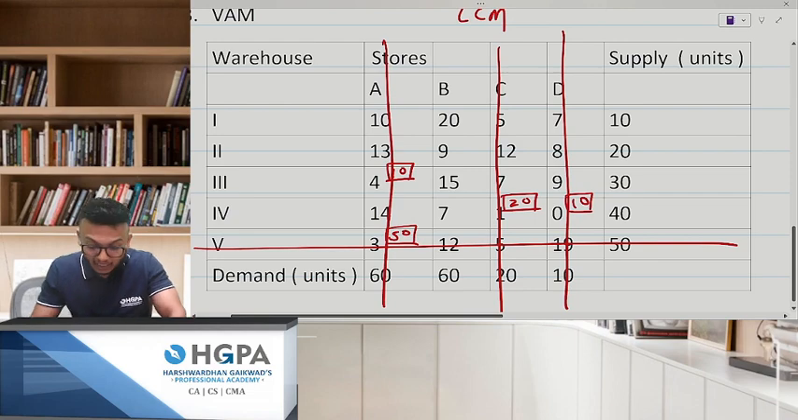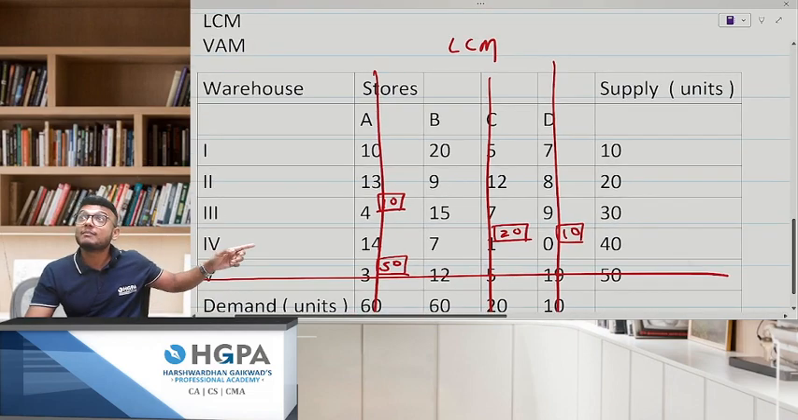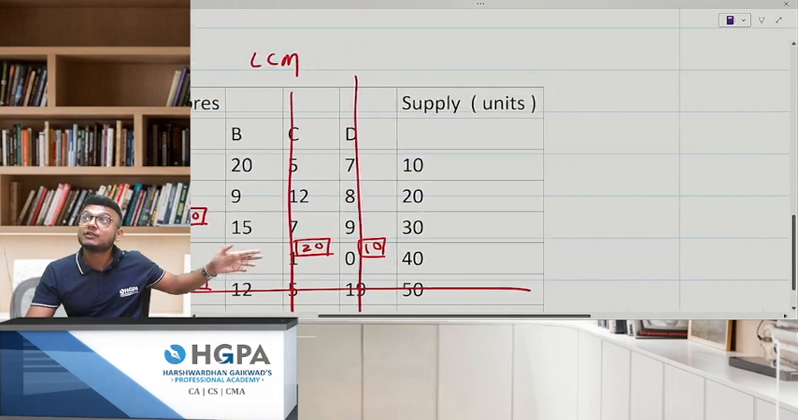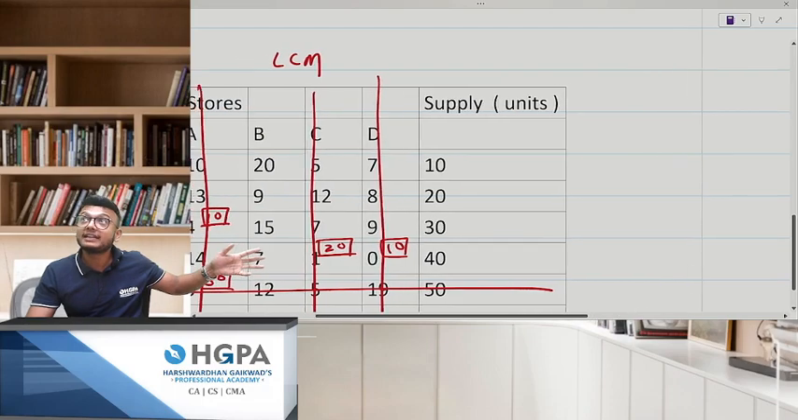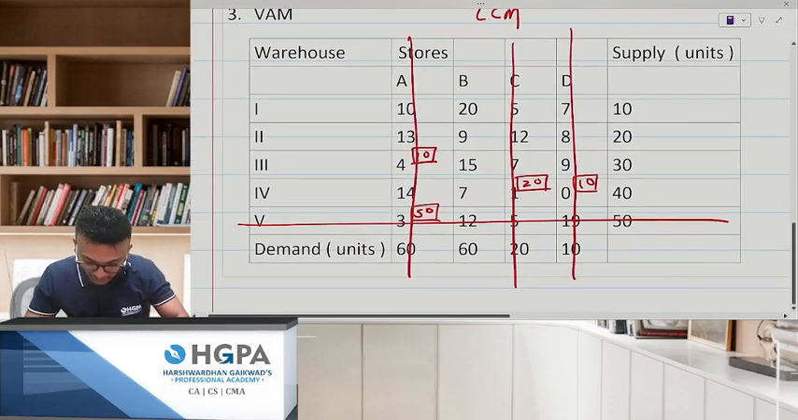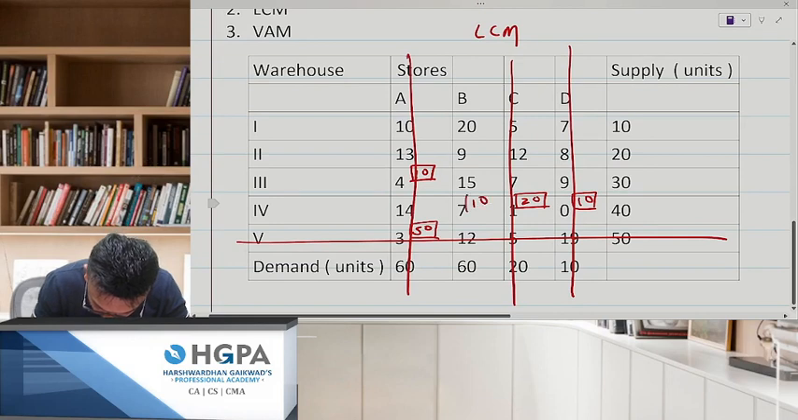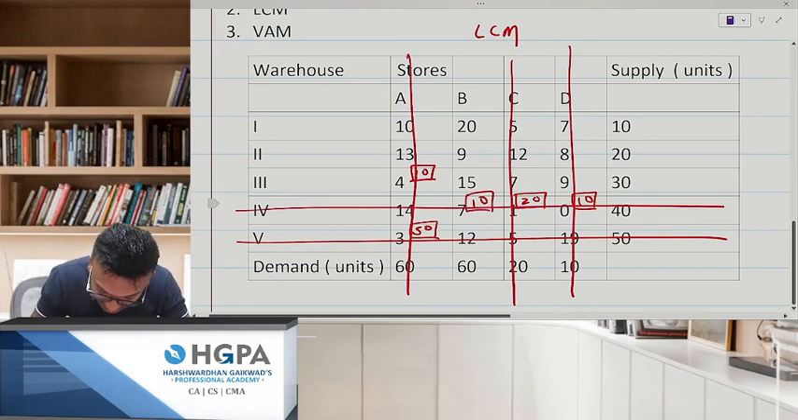It is 7. For 7 number, out of 40, 20, 10 is already gone. Now only 10 is remaining. And what is remaining down? It is 60. So how much I'll give? I'll give 10. The moment I give 10, this will be exhausted.